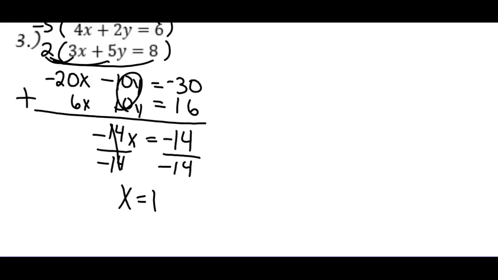Okay, so we've gone through number 1. We used substitution. My answer was 1, 2. We've gone through number 2. I used graphing. My answer was negative 6, 3. We've gone through number 3. We should have used elimination and gotten 1, 1.